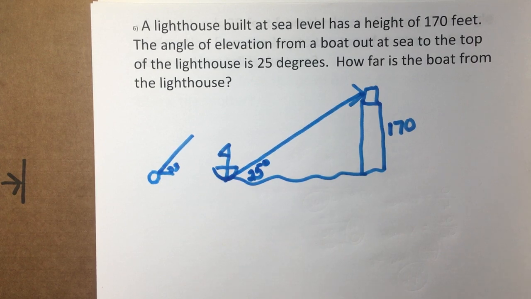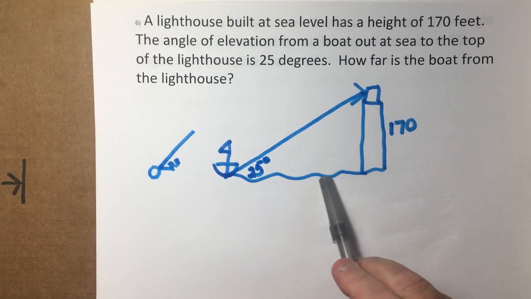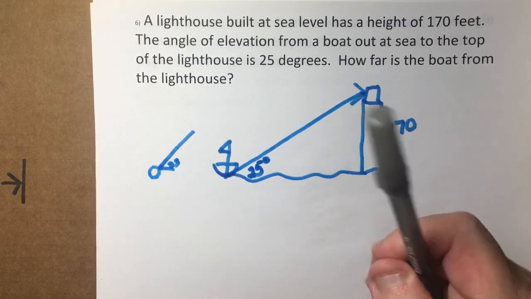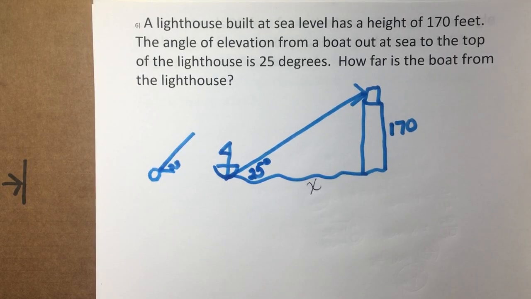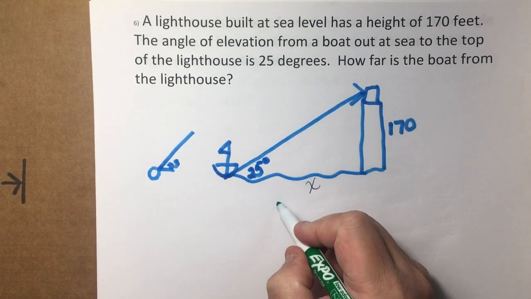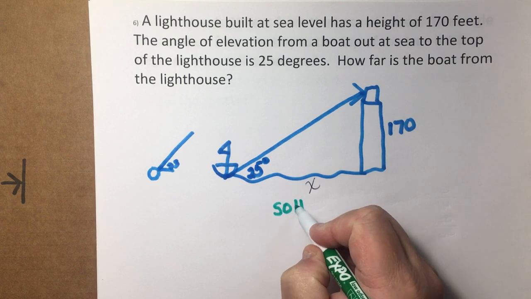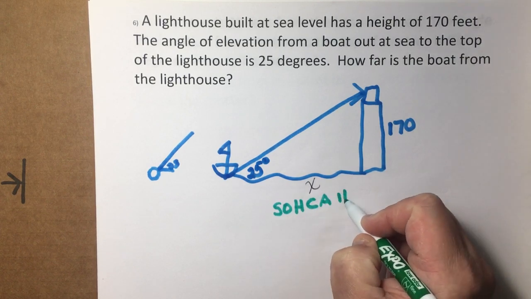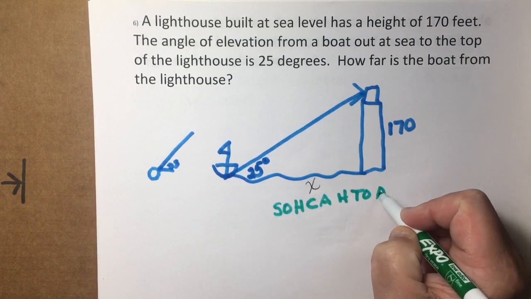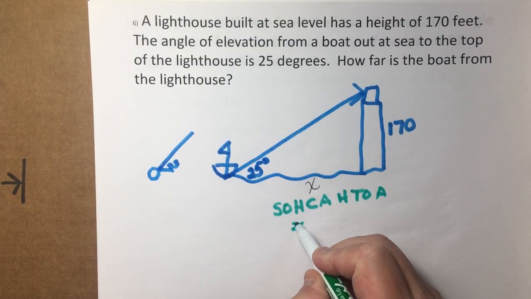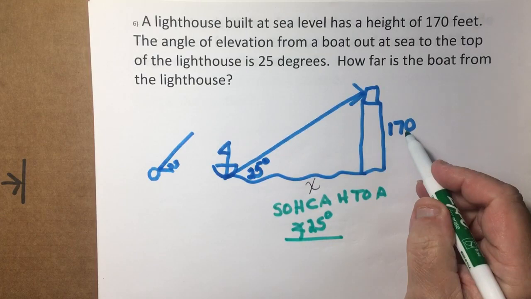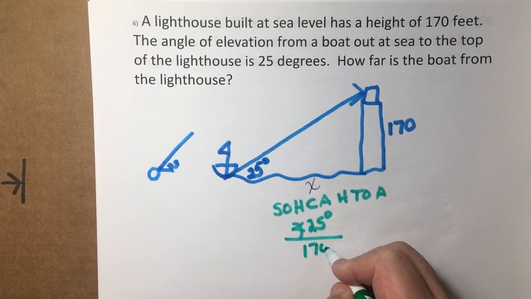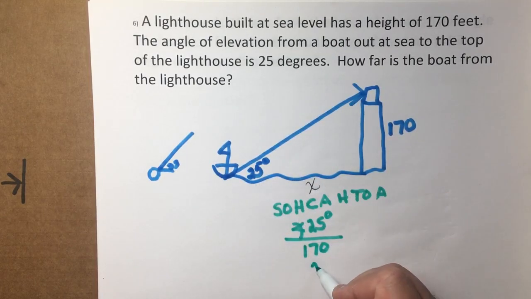Okay? And they would like to know, how far is the boat from the lighthouse? So here's the boat, here's the lighthouse, here's your X. Right. Let's write our acronym SOHCAHTOA. And let's list our information. We have an angle of 25 degrees. We have 170. And we have an X.